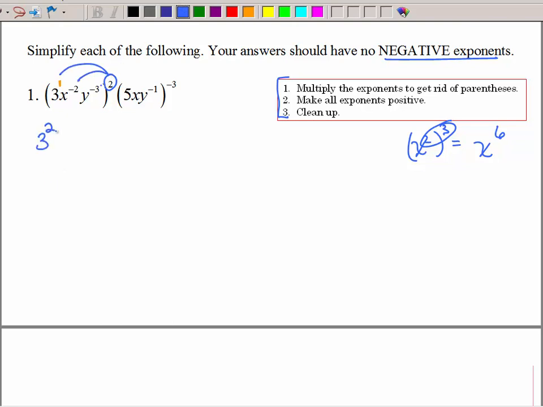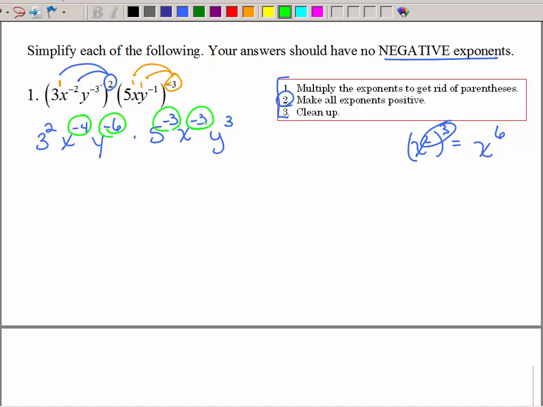So I have 3 to the 2, x to the negative 4, y to the negative 6. And I'm going to do the same thing on each of those, multiplying that out. So I have 5 to the negative 3, x to the negative 3, and y to the positive 3. The next thing I'm going to do is make all the exponents positive. So let's see, that one's negative, negative, negative, but the other ones that I've not circled are already positive.